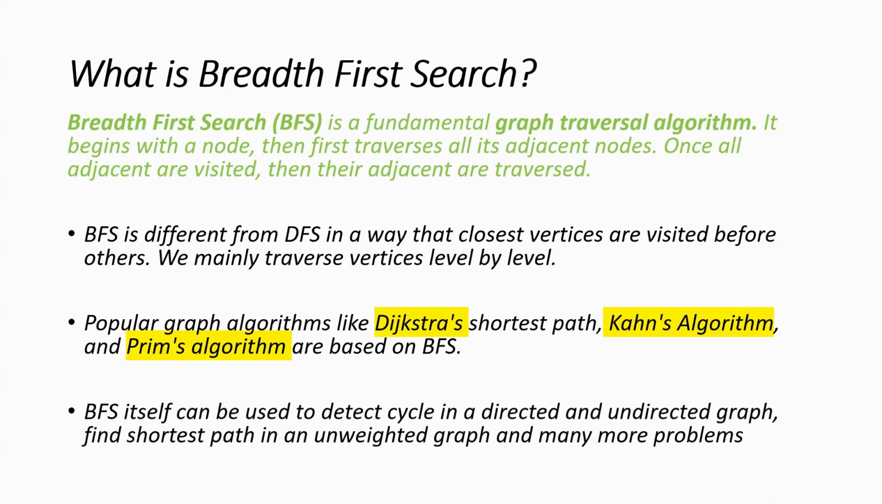BFS itself can be used to detect a cycle in a directed and undirected graph, and to find the shortest path in an unweighted graph, and many more problems. If we start at a stage and move to the next vertex, the next level, we observe the vertices. If traveling from A to B forms a cycle, it doesn't go to B. It visits another way, because it does not want to form a cycle in the graph.